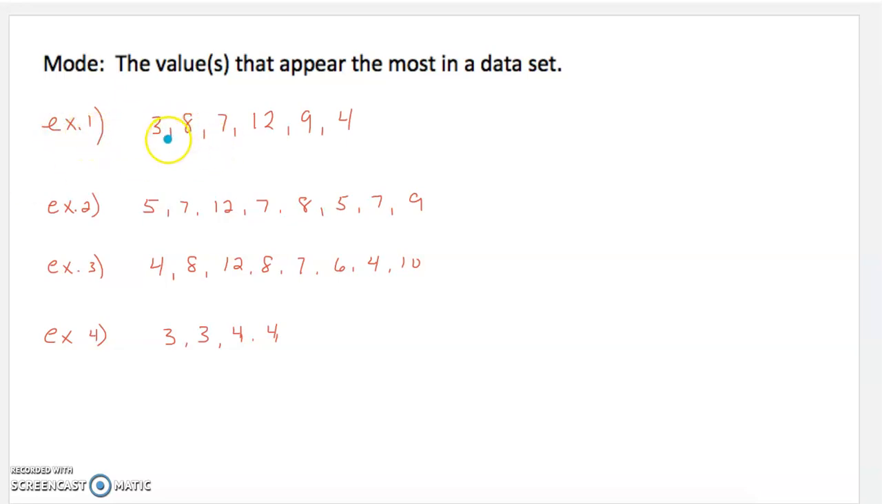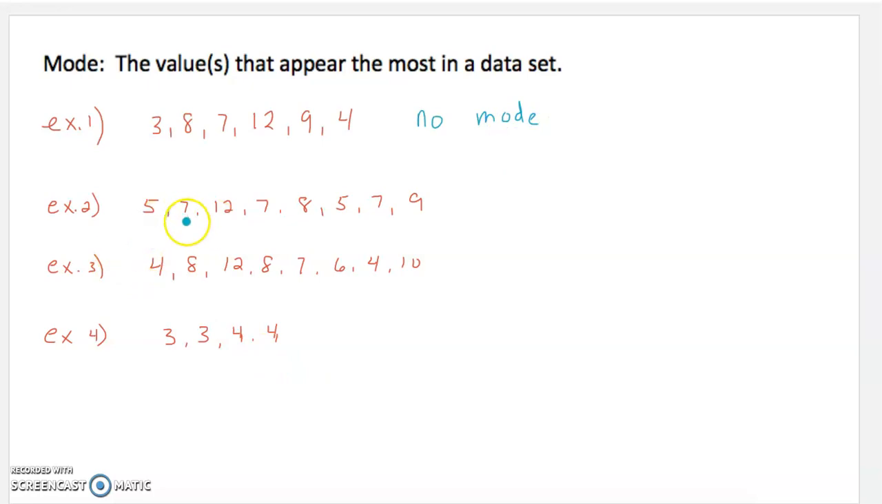For example number 1, I have these numbers, 387, 1294. Now, as you probably recognize, I didn't say any particular number more than once. So there are no numbers that appear more than any other. So therefore, there is no mode here.